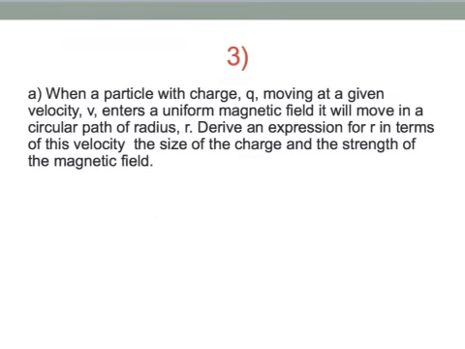Question 3. When a particle with charge q moving at a given velocity v enters a uniform magnetic field, it will move in a circular path of radius r. Derive an expression for r in terms of this velocity, the size of the charge and the strength of the magnetic field. So the first thing to remember is that we're going to get a centripetal force produced, and it's going to be directly equal to the size of the magnetic force on that charge.